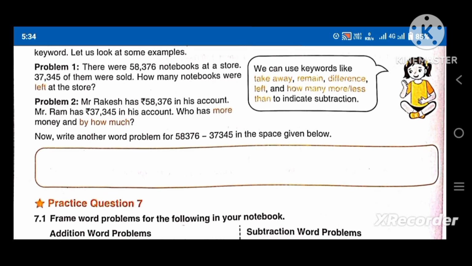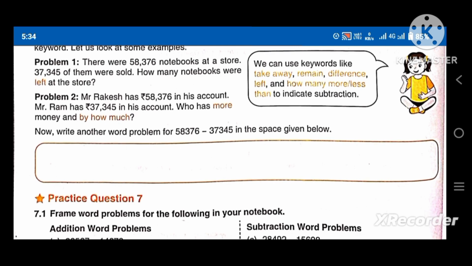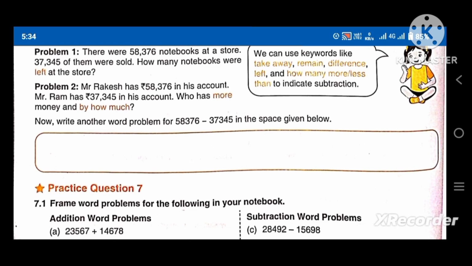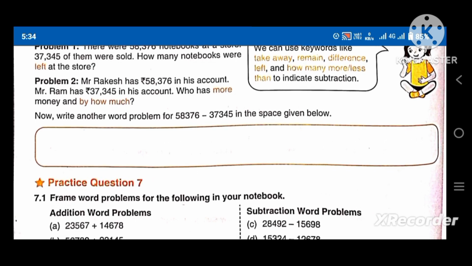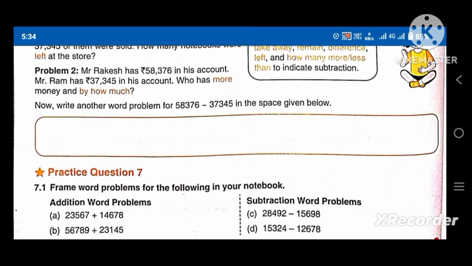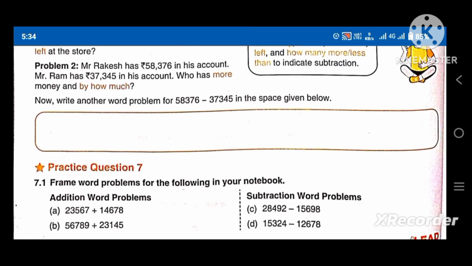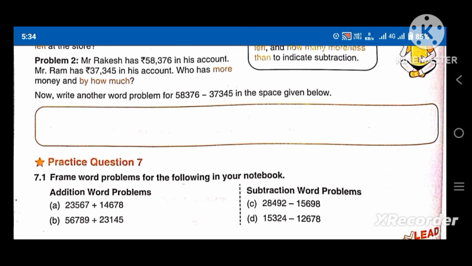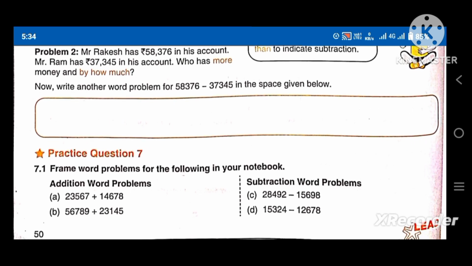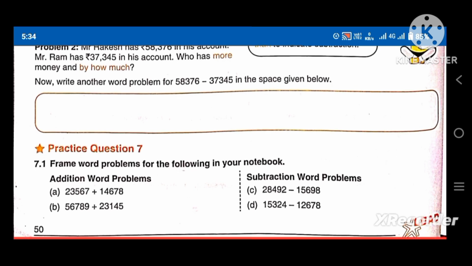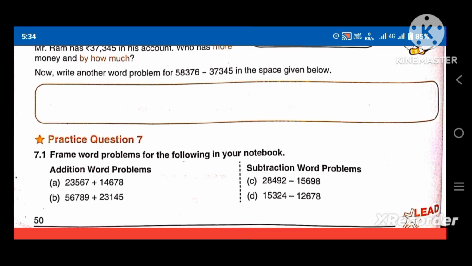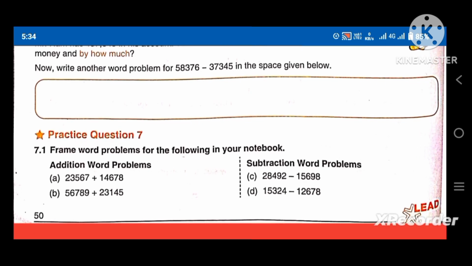We can use keywords like take away, remain, difference, left, and how many more or less than, to indicate subtraction. Problem number 2. Mr. Rakesh has 58,376 in his account. Mr. Ram has 37,345 in his account. Who has more money and by how much? Now write another word problem for 58,376 minus 37,345 in the space given below.